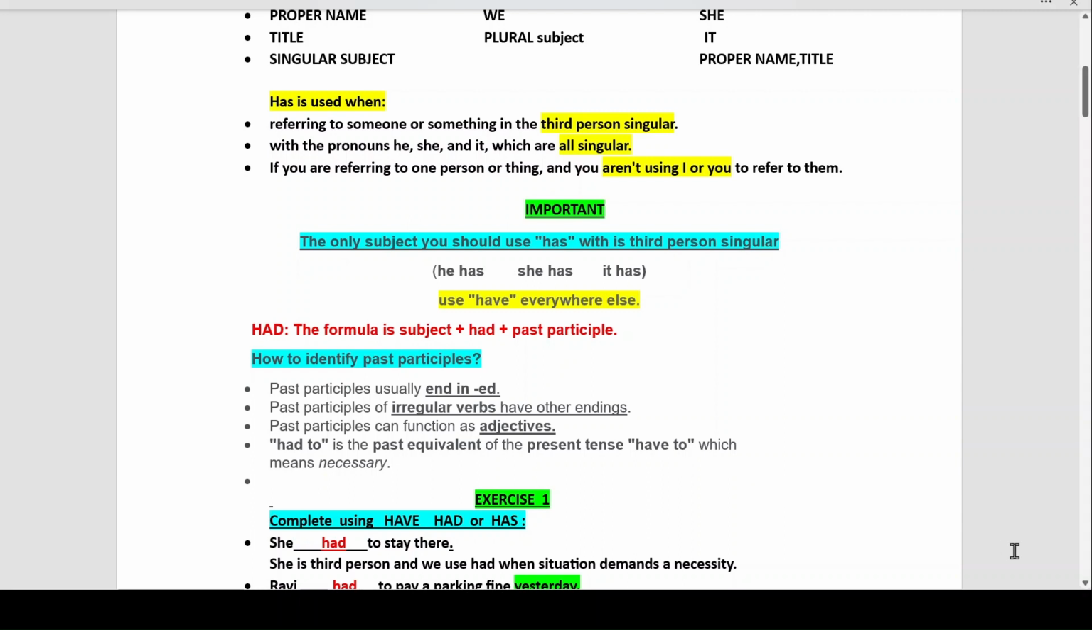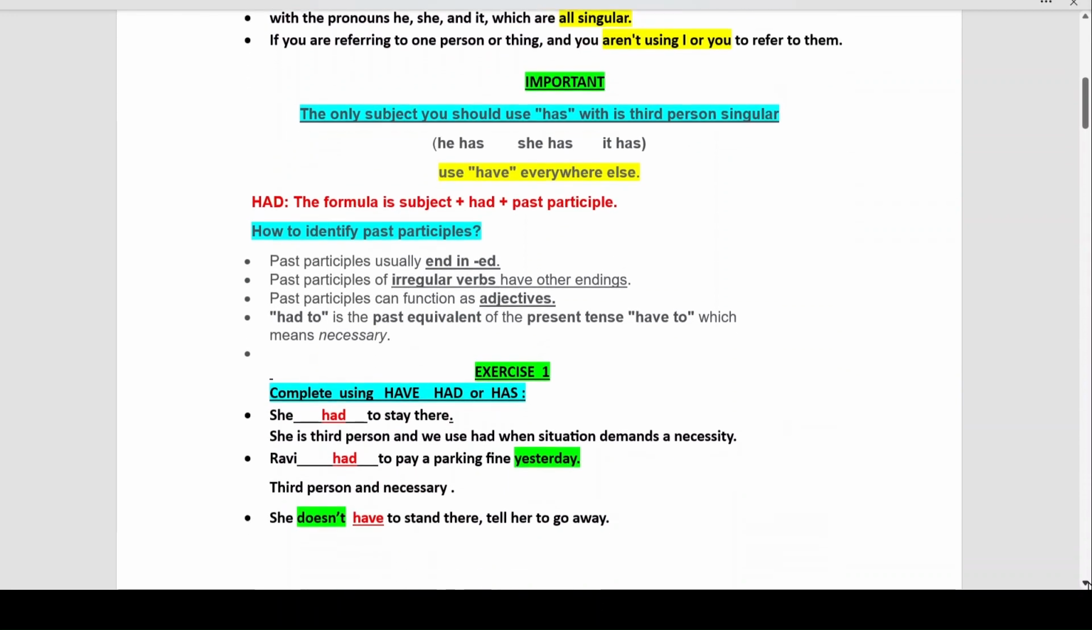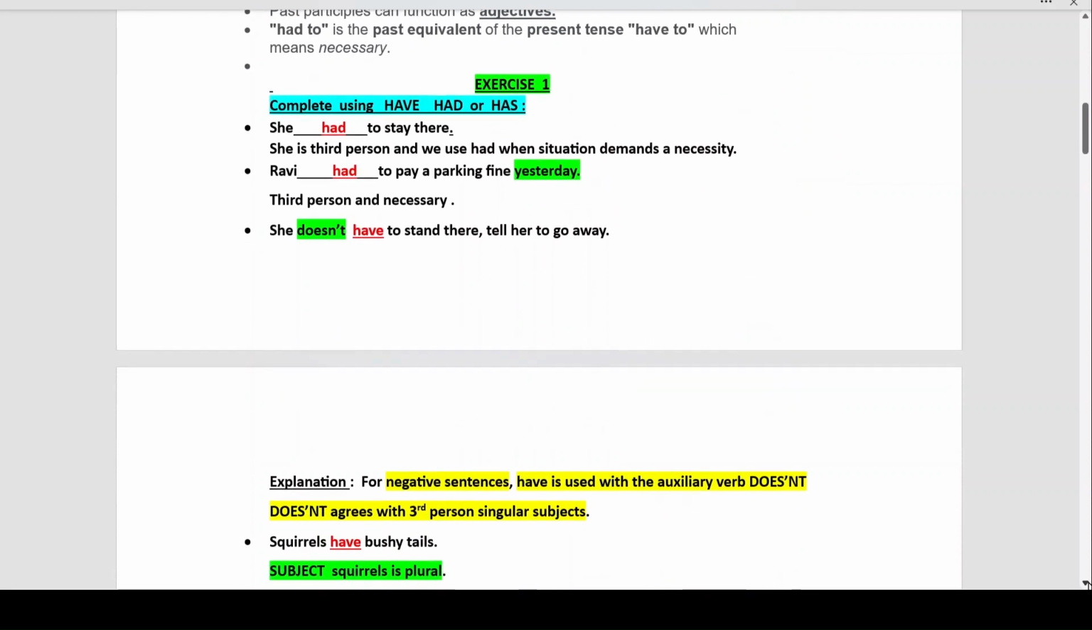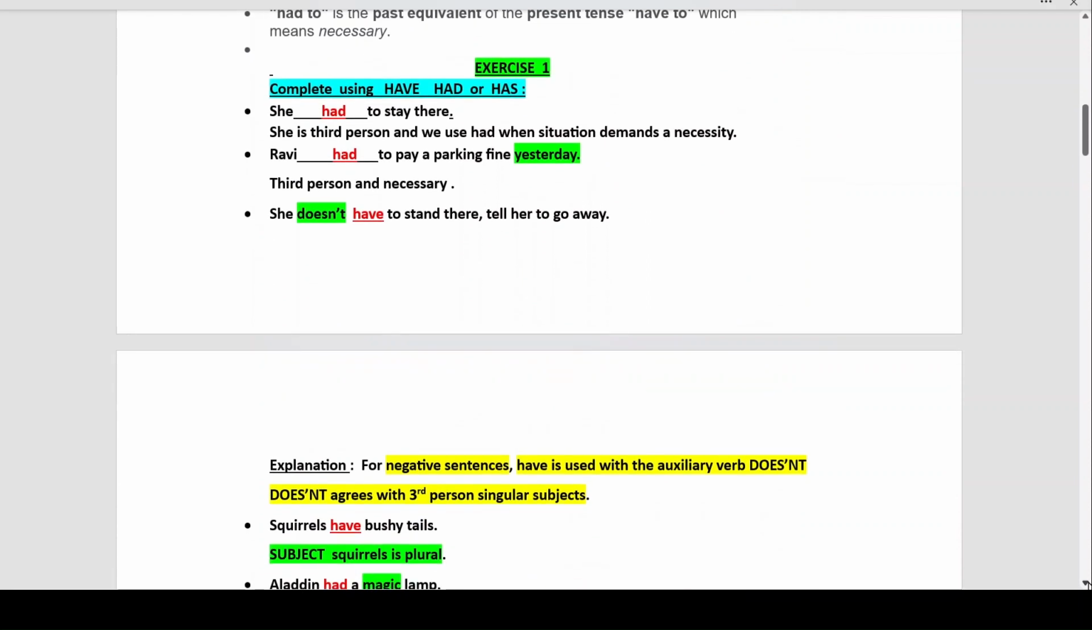So, let us go over to your exercise 1 with which our concepts will be more clear. Complete using have, had or has. Now, I will explain this exercise to you with an explanation of why we are using had, have or has. So, please pay attention. She dash to stay there. Now, please see the sentence. What is the subject here? It is she.